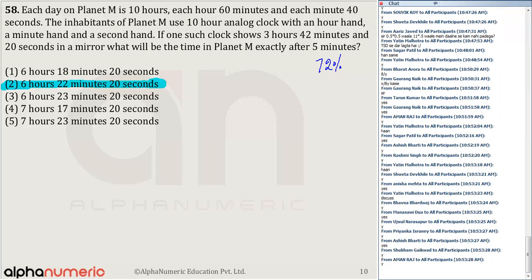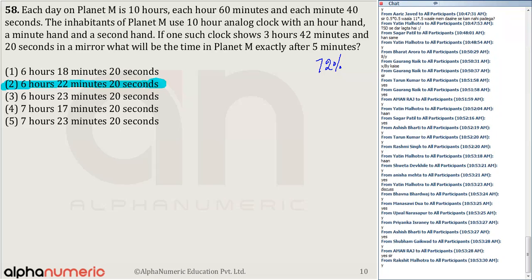Okay, now it says each day on a planet M is 10 hours. Each hour is 60 seconds. So there are completely 10 hours. So if it has got 10 hours, let me mark 10 hours. So I will make 10 divisions of this whole.